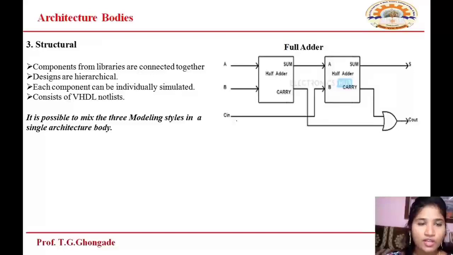Then the third one, structural style of modeling. Now in structural style of modeling, let's consider an example. If you have a full adder and you want to use a couple of half adders, I will first design one half adder with inputs X and Y and outputs Z for sum and M for carry.